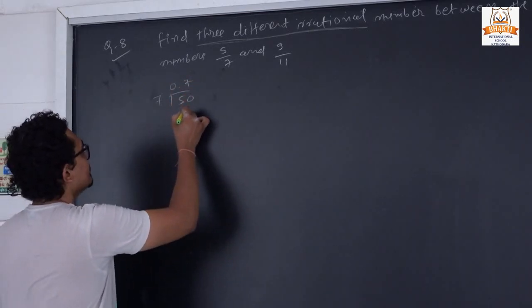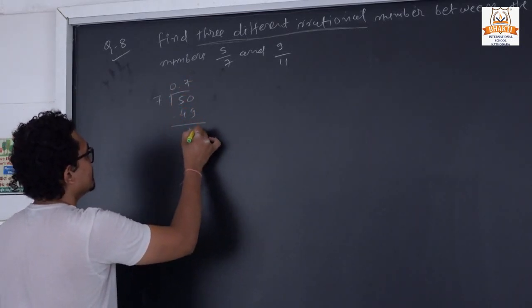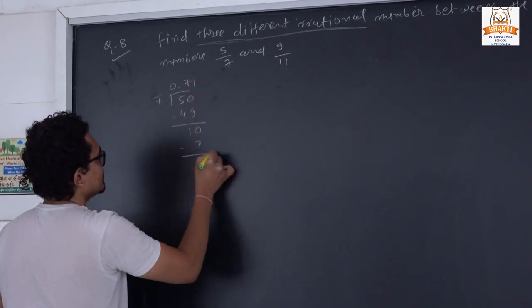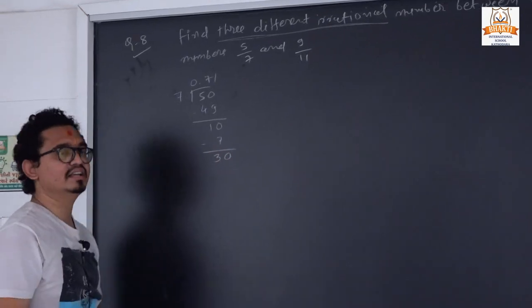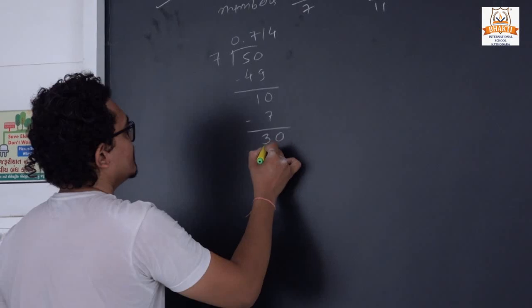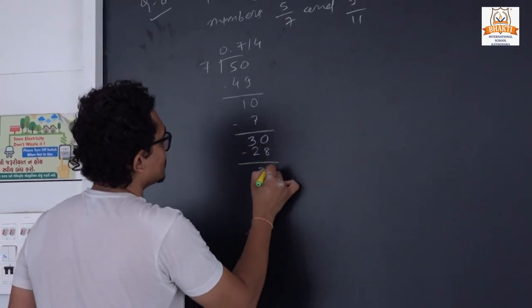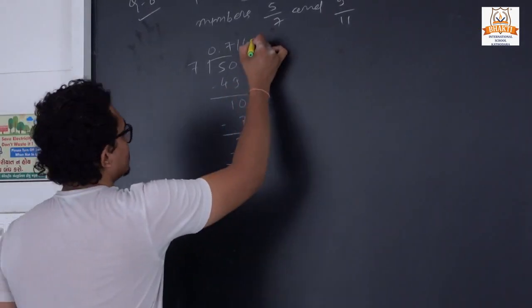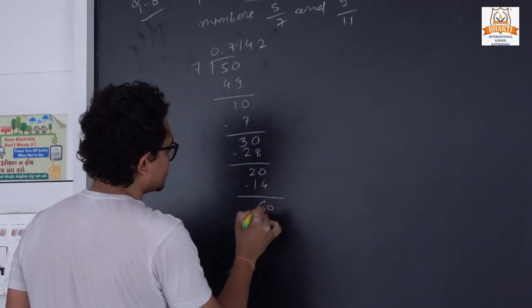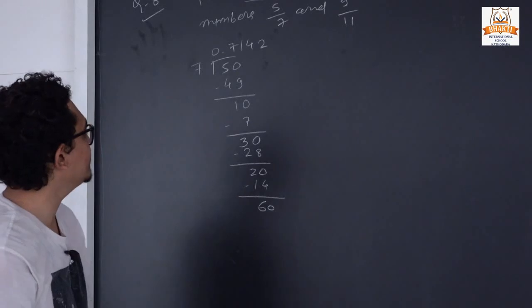7 7s are 49. So here we have a 1. Once again we will put 0. 7 1s are 7. So here we have a 3. Once again we will put 0. So next, 7 4s are 28. So 2. 7 2s are 14. So here we have a 6 as our remainder.